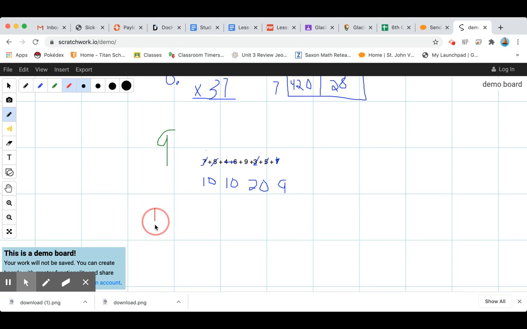Okay, number 10. Let's try to make sure we do this properly. So we have 364, and then we have 52. And since we're going to do this using standard algorithm, which is just a fancy way of saying the way that you learn how to do it, 867, and then we have 9.